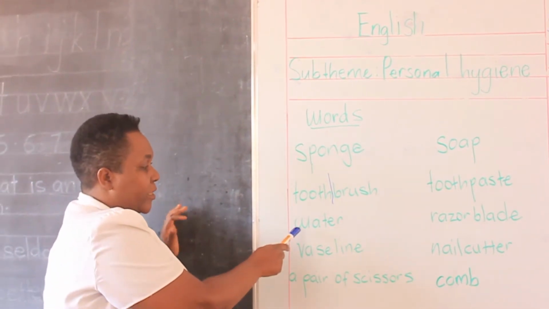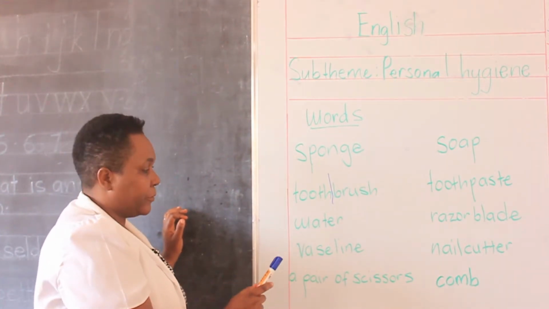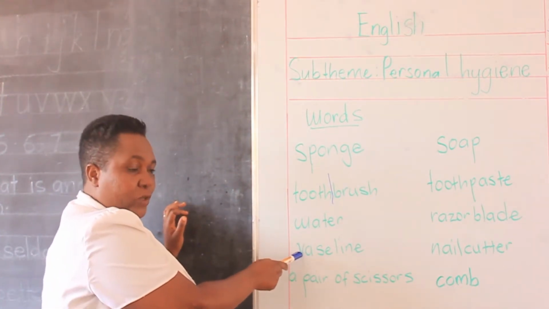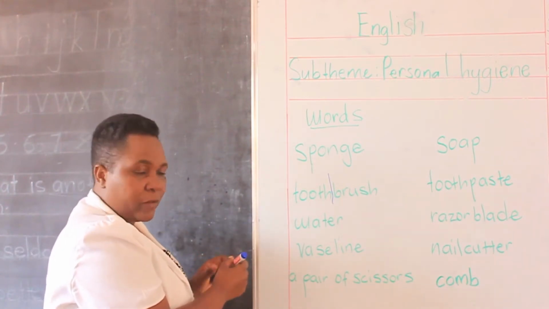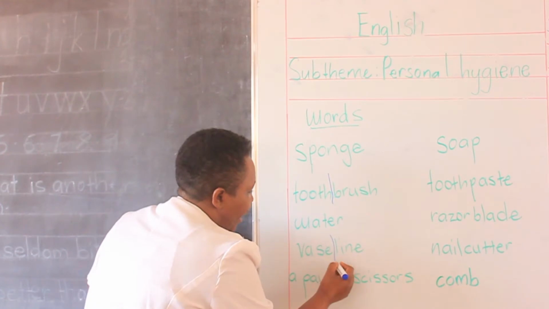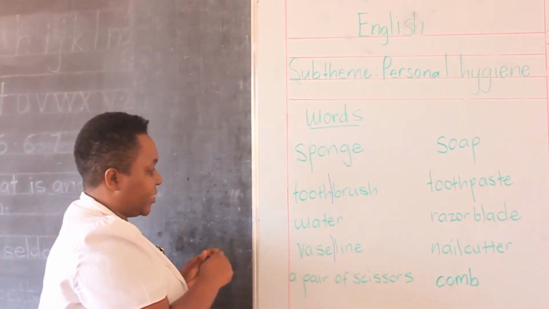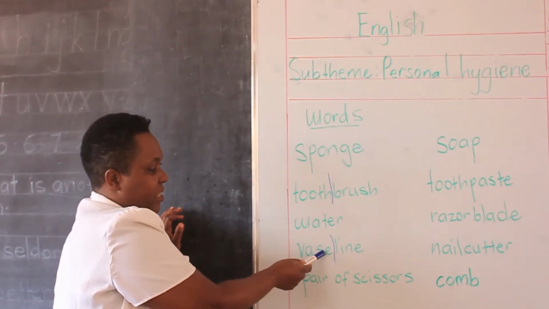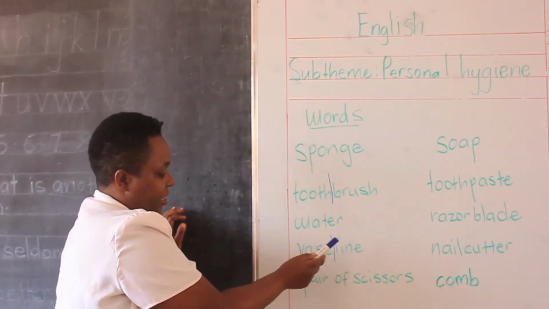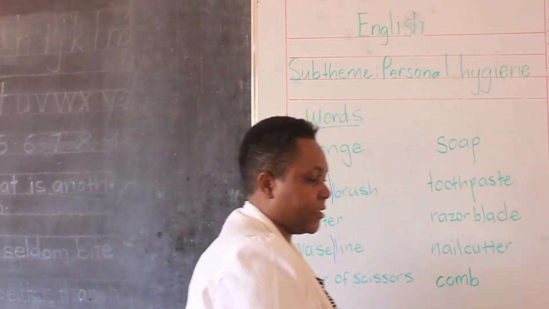Another word we have today is water. Water. Water is W-A-T-E-R. Water. Another word that we looked at is Vaseline. Vaseline is also a compound word having two words, vase and line, but the word itself is read as Vaseline. So Vaseline is V-A-S-E-L-I-N-E.